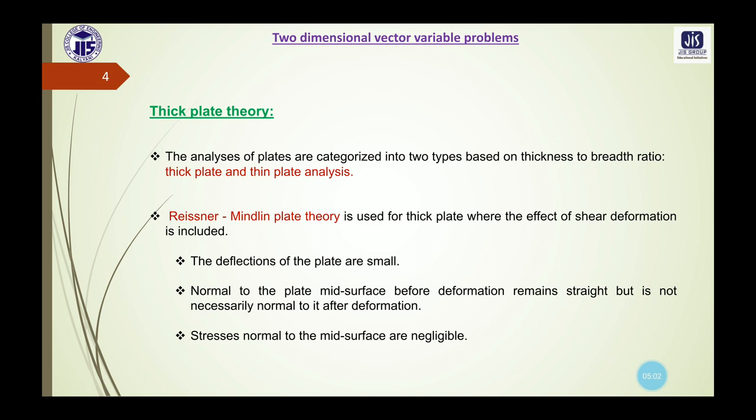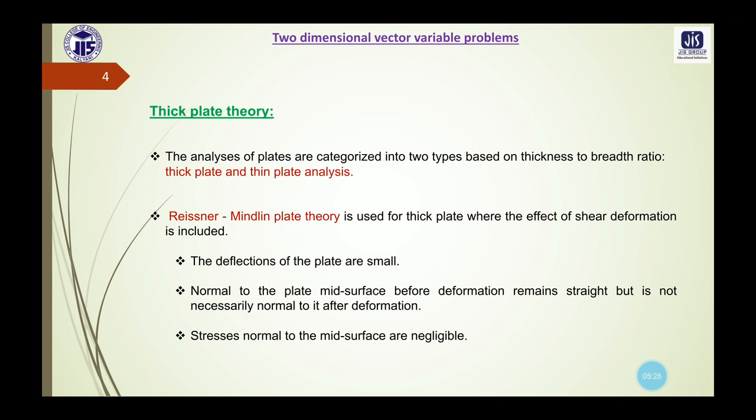Now, a flat plate like a straight beam carries lateral load by bending. So this is one example. And the analysis of the plates is categorized into two types based on the thickness to breadth ratio. The classification is thick plate and thin plate analysis.